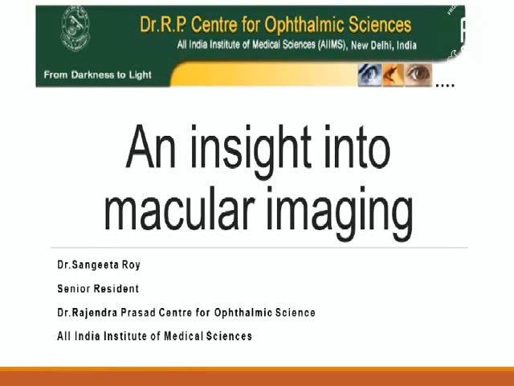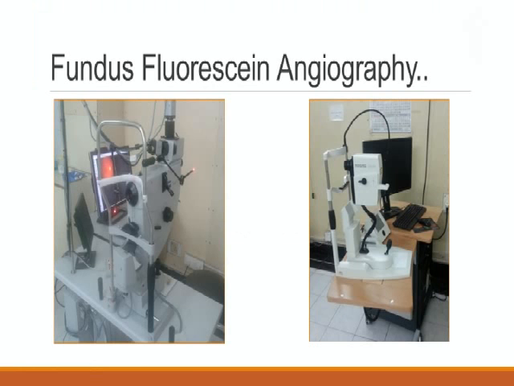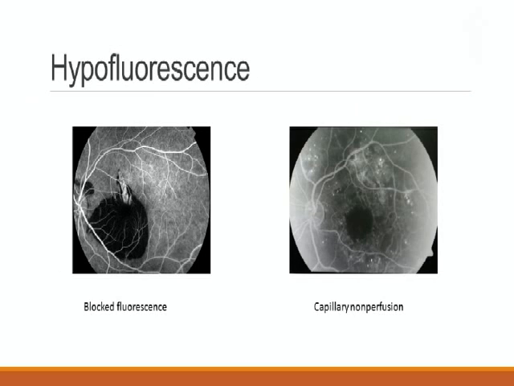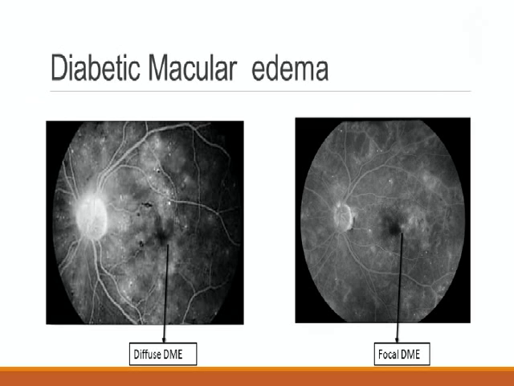Right into the macular imaging. Starting with fundus fluorescein angiography. As we all know, abnormal fluorescence can be hyperfluorescence, which could be leakage or a staining or pooling, or it could also be hypofluorescence, which can be block fluorescence or capillary non-perfusion areas. Let us see some examples.